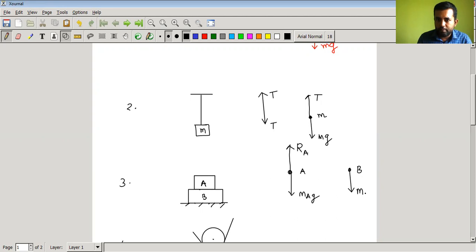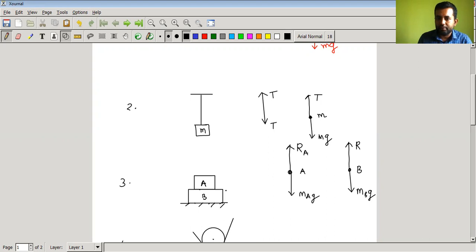Let us say MBG. So this is the force due to Earth. Now, what about the ground? Ground will also exert a force on B, which we are writing R, due to ground. This is given by the ground.